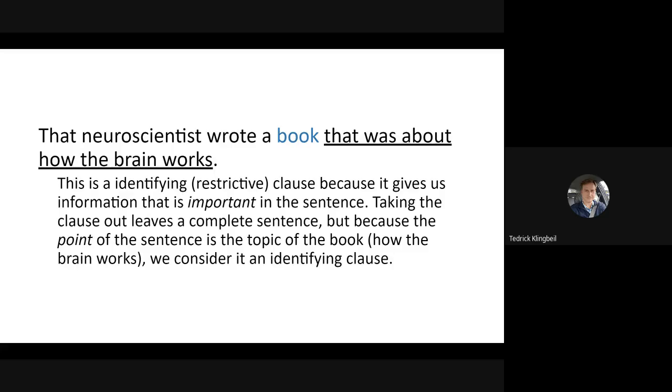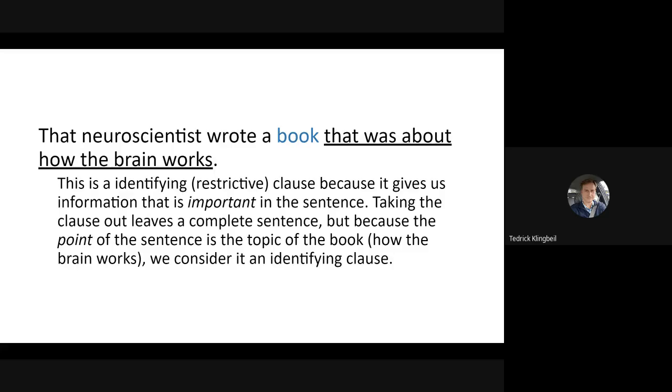Taking the clause out leaves a complete sentence, but because the point of the sentence is the topic of the book, how the brain works, we consider it an identifying clause. So you could just say, that neuroscientist wrote a book. That's a complete sentence. Everyone can understand what you're saying. But don't you think it's better to add, that was about how the brain works?